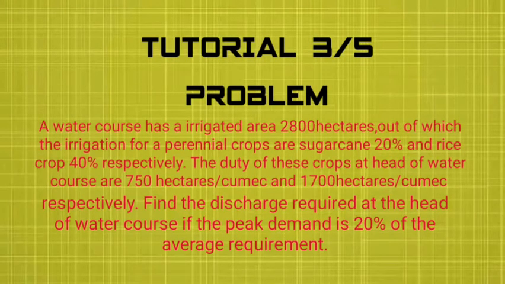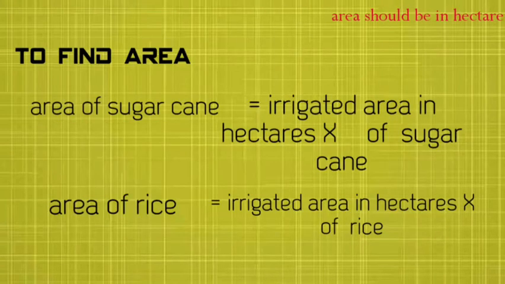So in this problem they gave the irrigated area, that is 2800 hectares, and irrigation of perennial crop sugarcane 20% and rice crop 40%, and the duty of sugarcane is 750 hectares per cumec, and for rice it is 1700 hectares per cumec, and they gave peak demand as 20% and requested to find the discharge at the head of water course for 20% peak demand. So now for this problem, the first step will be to find the area.